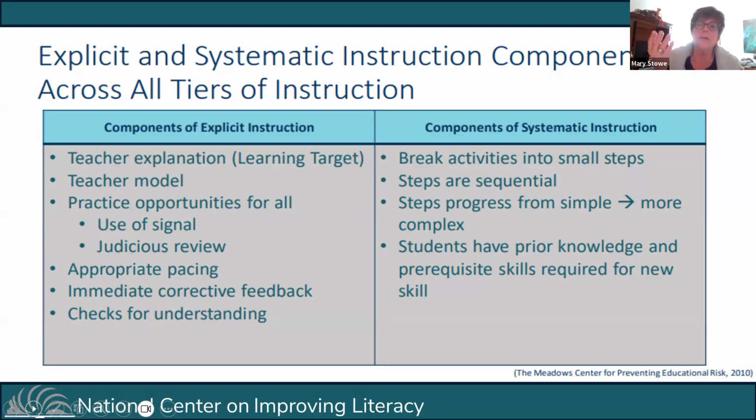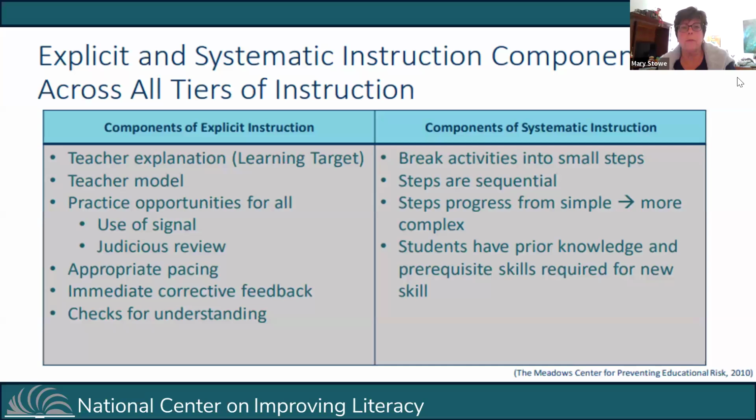And then the components of systematic instruction: we're going to break activities down into smaller steps or smaller components. We're also going to think about those smaller steps being sequential. We want to move from the more simple to the more complex. We want to make sure that students have the prior knowledge they need, or the prerequisite skills that are required for learning a new skill.